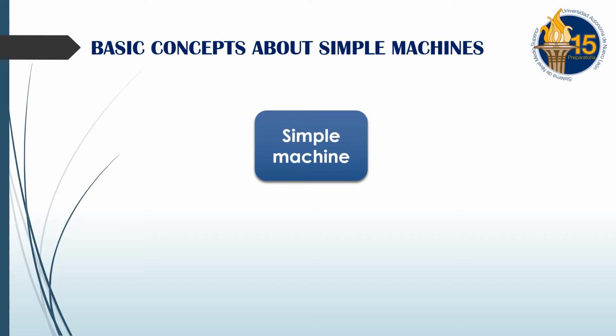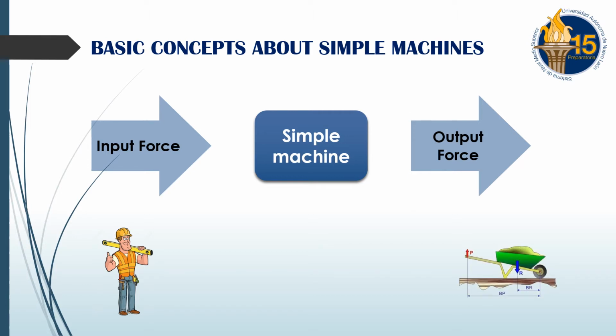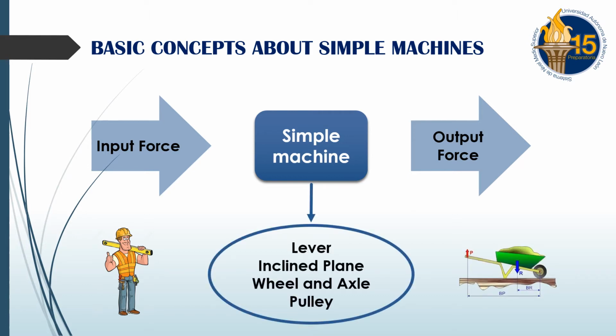The objective of these machines is to facilitate men's work, transforming an input force into an output force. The input force can be provided by men, and the output force usually produces the movement of a heavy or voluminous body. Some simple machines are the lever, the inclined plane, the wheel and axle, and the pulley.